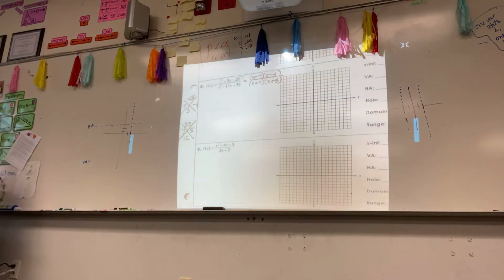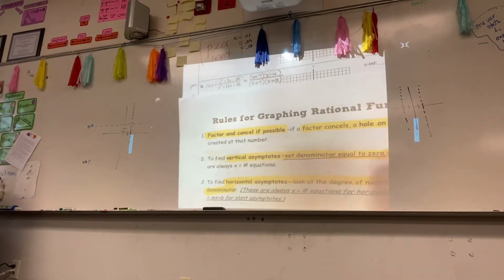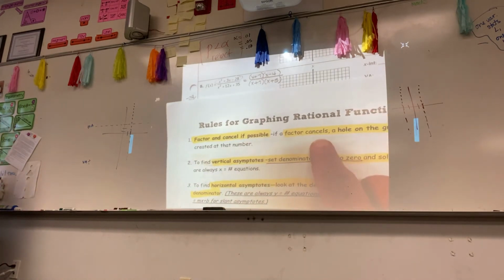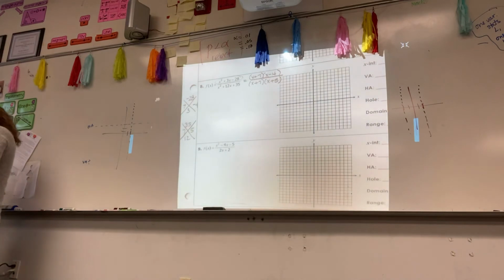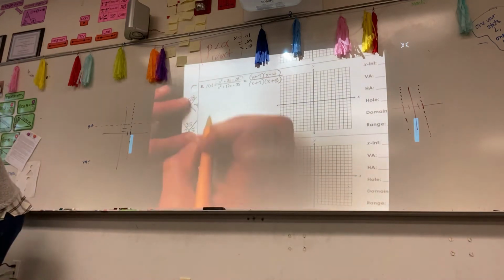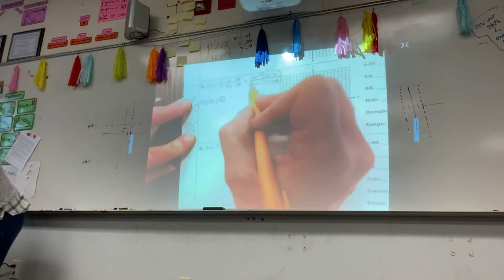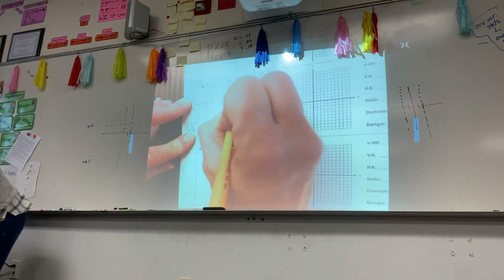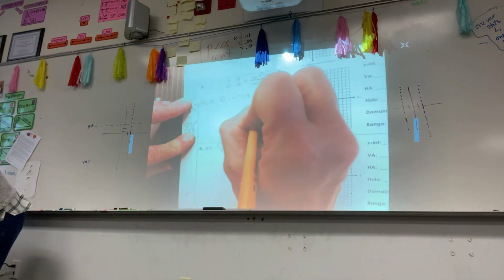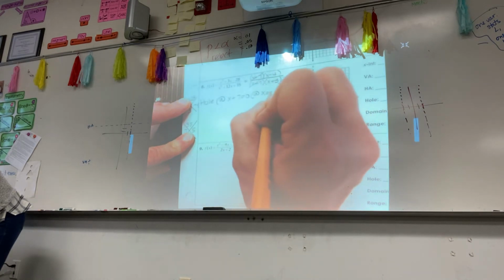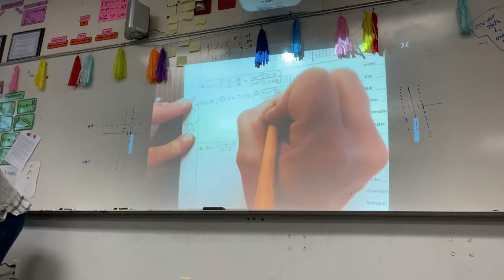Okay, now that it's factored, that's what step 1 says to do. Factor and cancel if possible. If you can cancel, you get a hole in the graph. Am I going to have a hole? Yep. I'm going to have a hole at, what's canceling? x plus 7. So x plus 7 equals 0. So where's it going to be at? X equals negative 7.